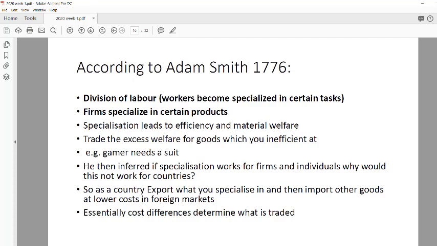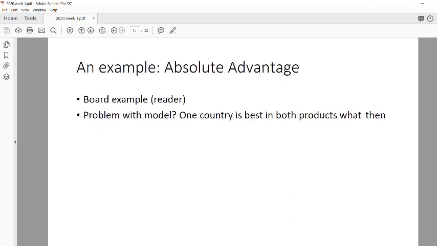So this is the whole thing of looking at cost differences between two countries. What is cheaper for us to produce based on the labor we have in a country? This is a reminder of what you should know from your undergrad course.